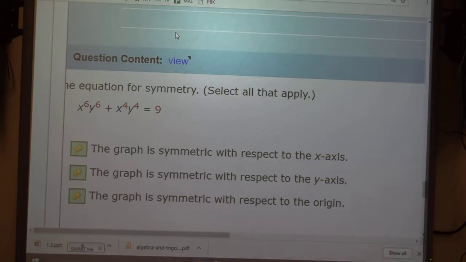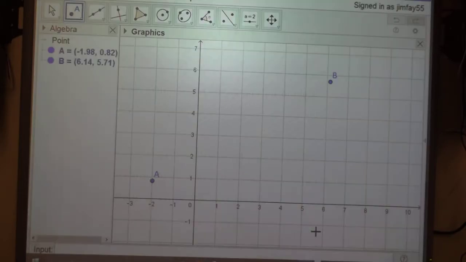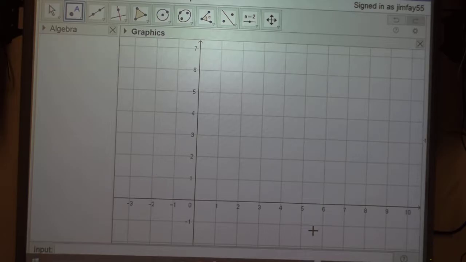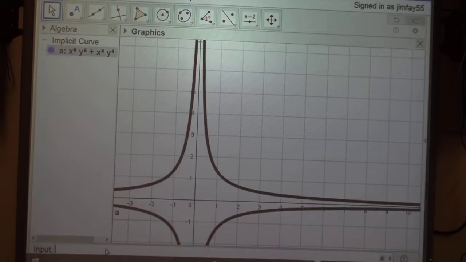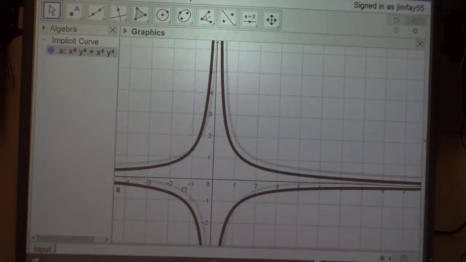Unless you have an implicit graph, for instance, GeoGebra, just while we're waiting for that other thing to load. If I were to go to GeoGebra, and this is another reason I'm not going to let you use this on a test, but I can go x to the 6th times y to the 6th plus x to the 4th times y to the 4th equals, I think it was 9. And we can graph that, and it does a really, really good job of graphing that, right?